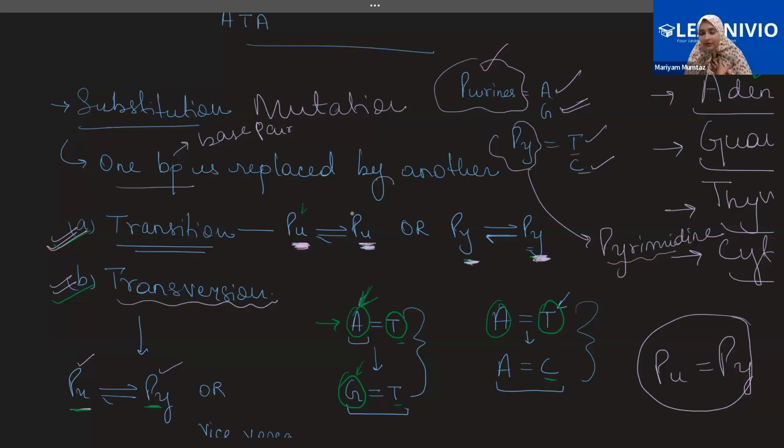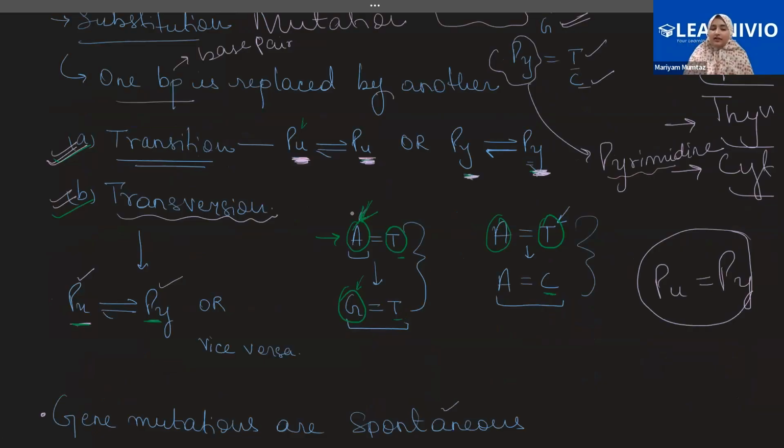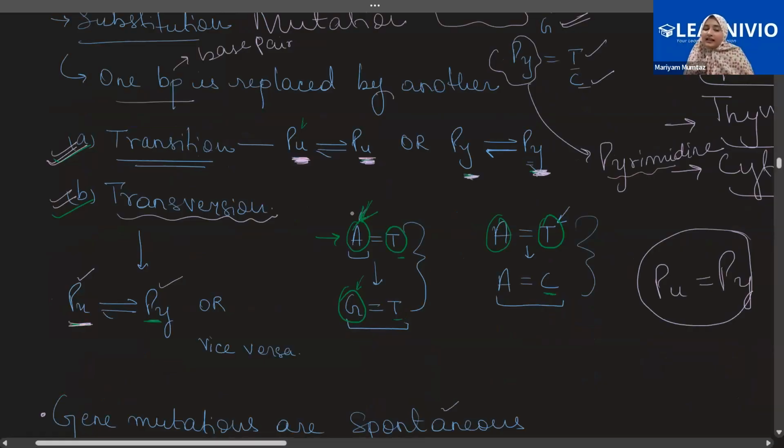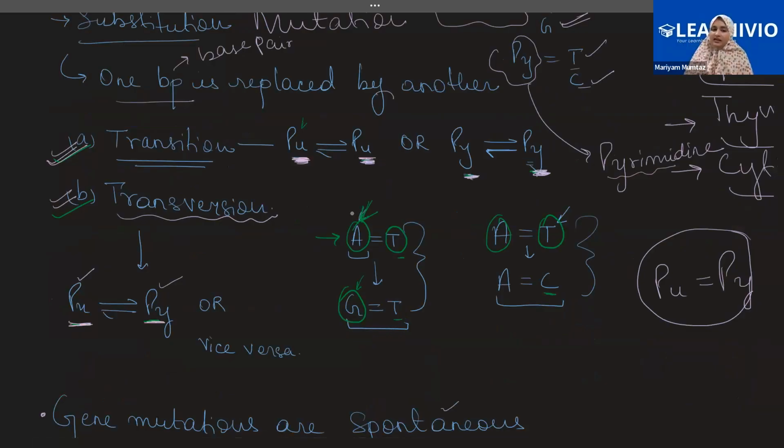Then we have transversion. Now, I'm the bio teacher, maybe I am absent, and in my place a maths teacher, physics teacher, or any other teacher comes to teach you. So that is when a purine is substituted by a pyrimidine, or a pyrimidine is substituted by a purine. That is what we call transversion. So substitution mutation is of two types, transition and transversion. Clear?